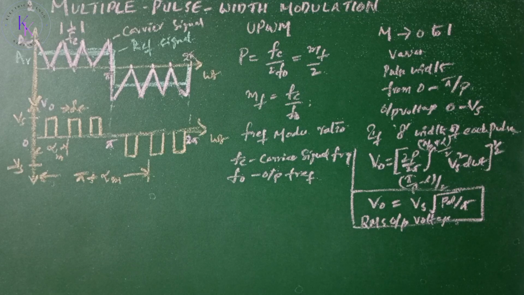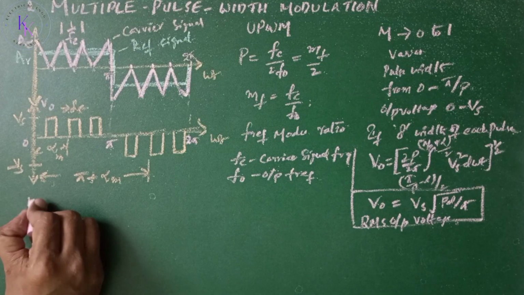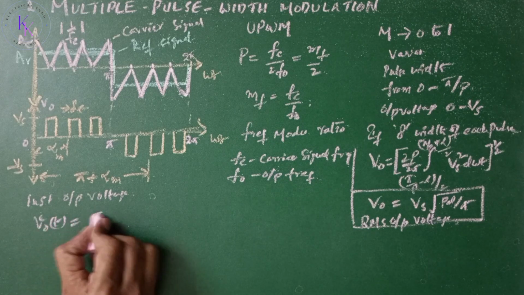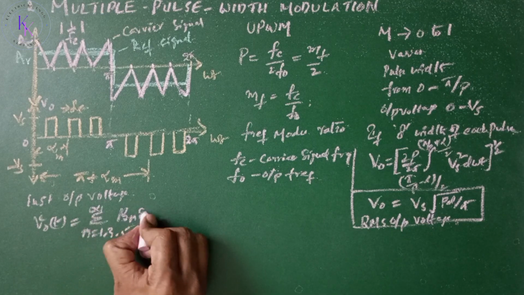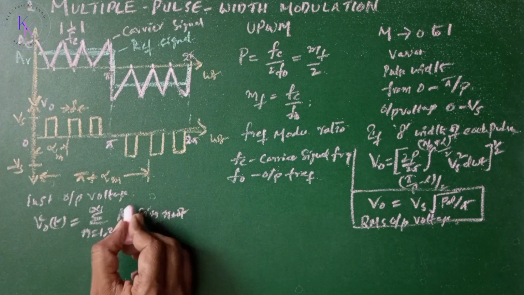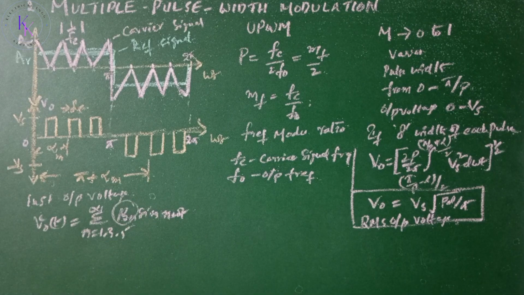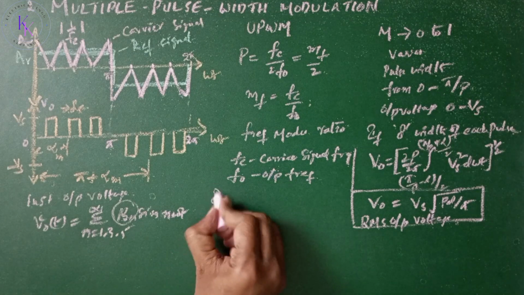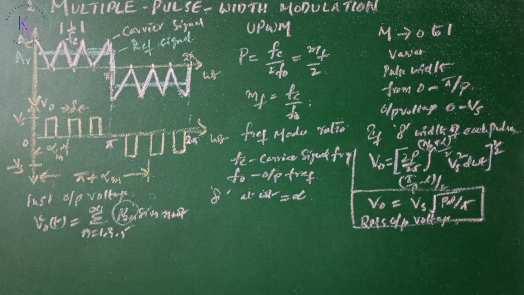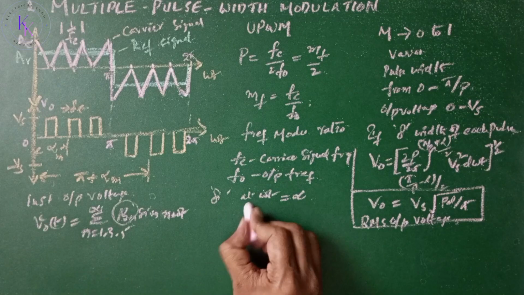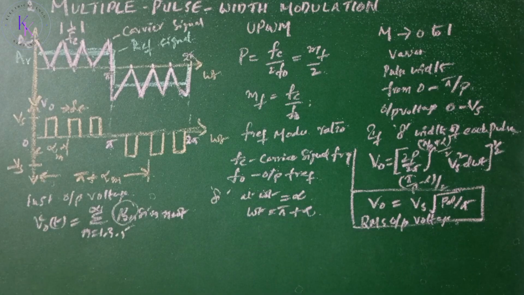Now, from the Fourier series, the instantaneous output voltage V0 of t equals sigma n equals 1, 3, 5 up to infinity Bn sin n omega t. Now, the value of Bn coefficient can be determined by considering a pair of pulses such that the positive pulse of duration delta starts at omega t equals alpha, and the negative pulse of the same width starts at omega t equals pi plus alpha. The effect of all pulses can be combined together to form the effective output voltage.